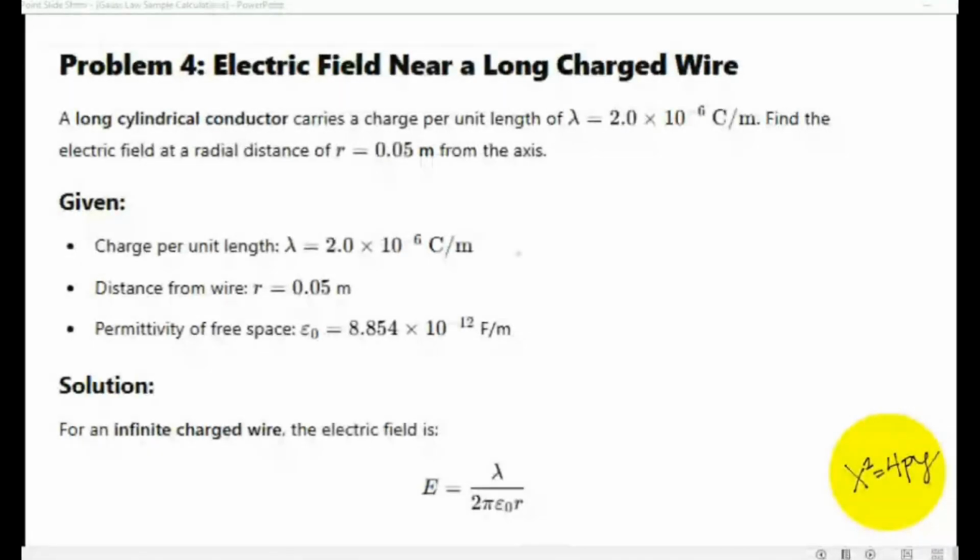So at this point, the given values are the charge per unit length of 2.0 times 10 raised to negative 6 coulomb per meter, and the distance from the wire of 0.05 meters. The permittivity of free space is constant. Now, the formula for the infinite charged wire is the following here. You just have to plug in those values to be able to get the answer for the electric field near a long charged wire.